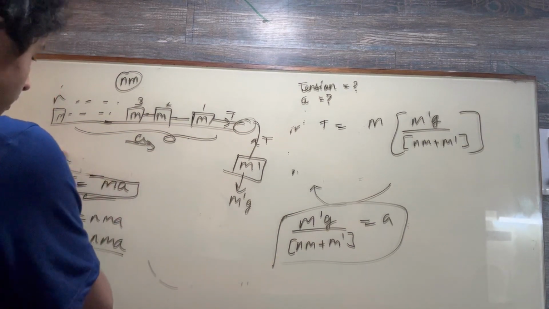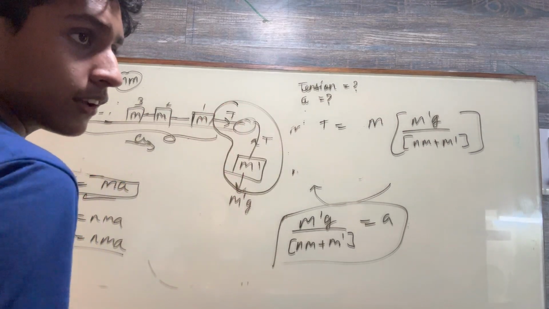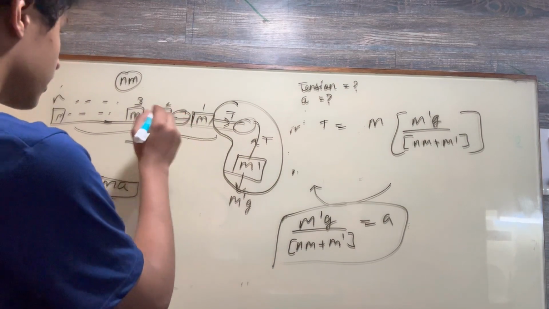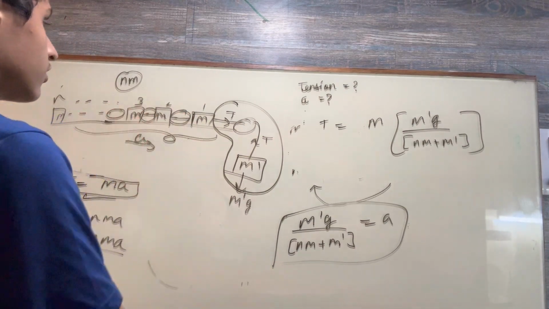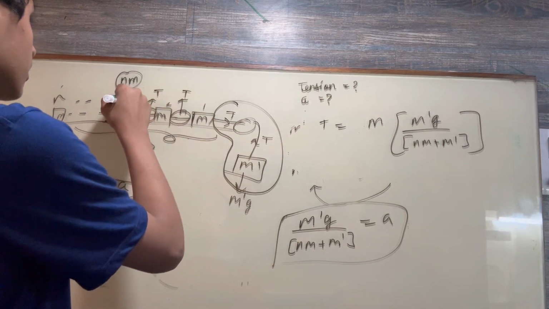Because here this string is one string, right? This string is one string, but this string is another string. This string is another string. This string is another string. So the tension here will be different.